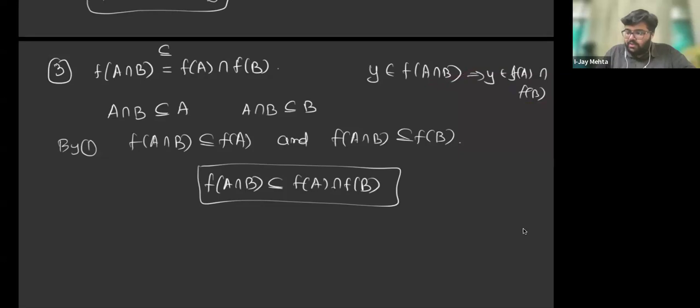But we can be smart, like we can observe. Already we have proved A intersection B is a subset of A. So f of A intersection B is a subset of f of A. And similarly, it is also a subset of f of B. So it is a subset of both, and so it's a subset of the intersection. Do you understand this?